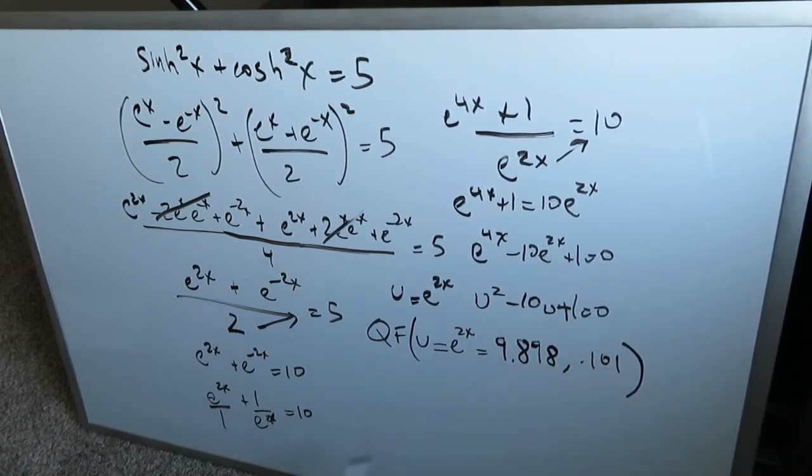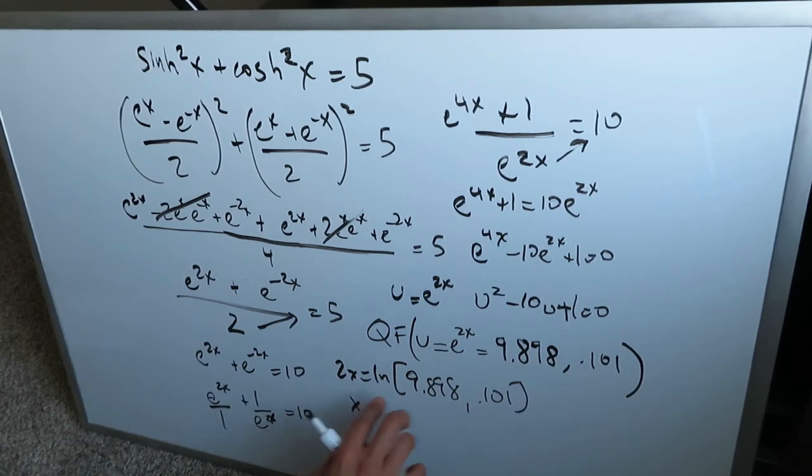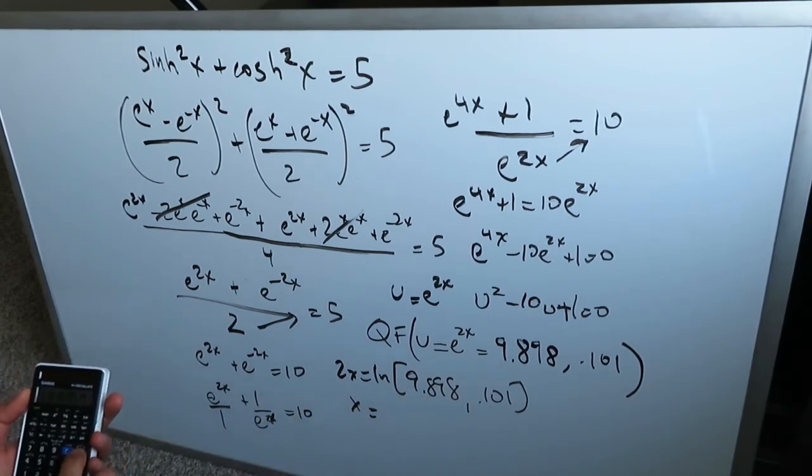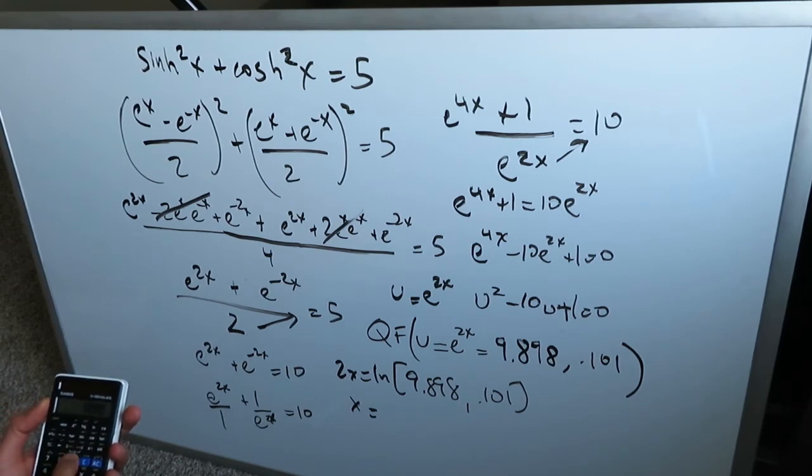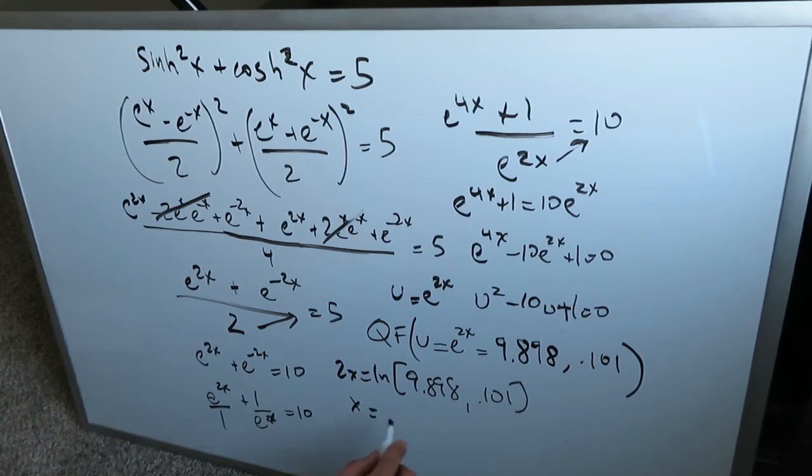0.101. You know, of course, e to the 2x is equal to all of that. So therefore, 2x is equal to the natural log of those numbers, which is 9.898 and 0.101. We're doing natural logs of these, then naturally x will equal all of this divided by 2. And all of this is of course separated by a comma because we're working with 2 numbers at a time. Let's do 9.898 natural log and divided by 2.